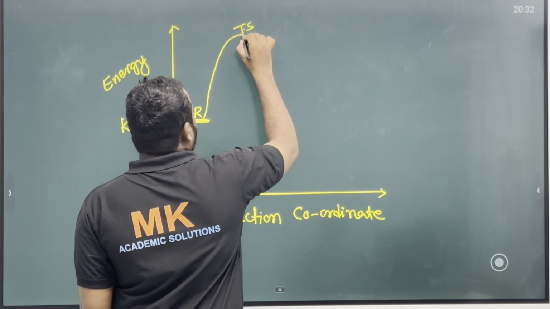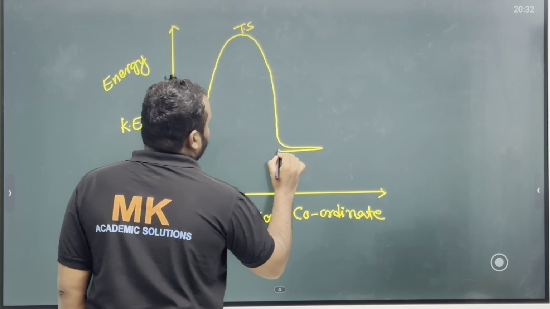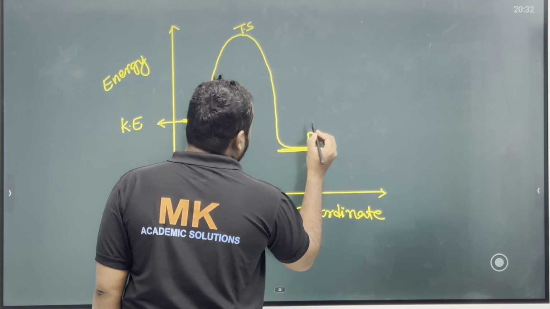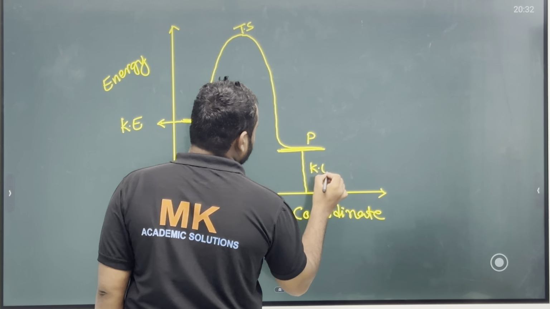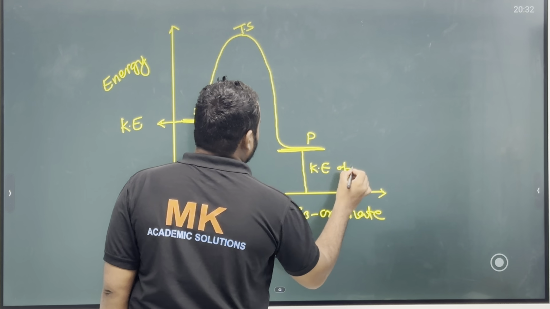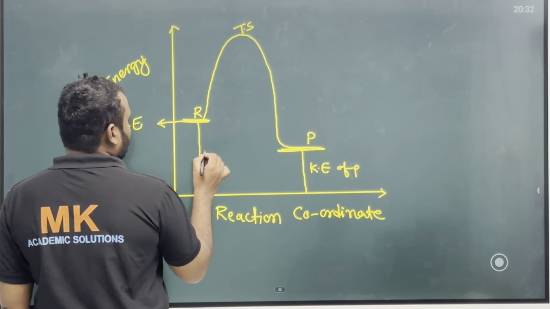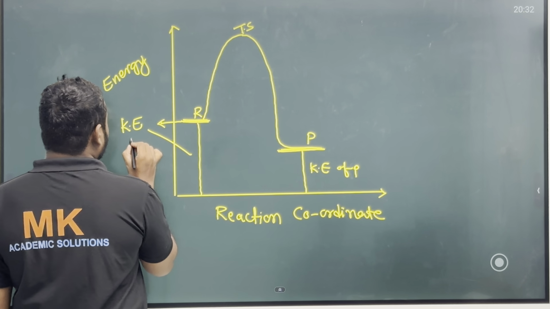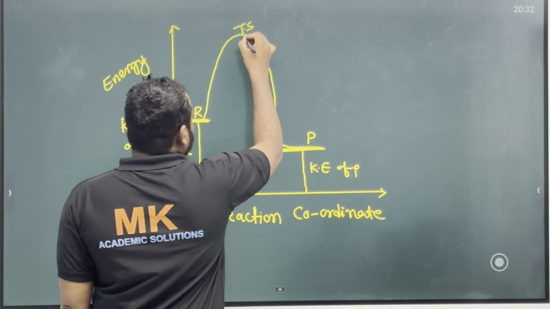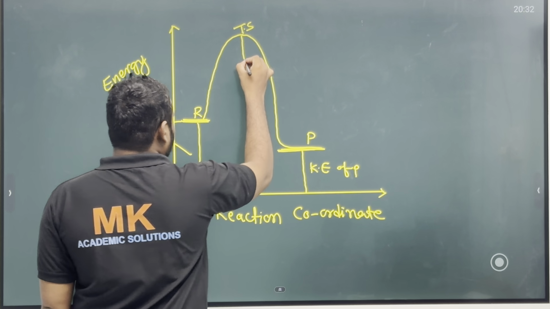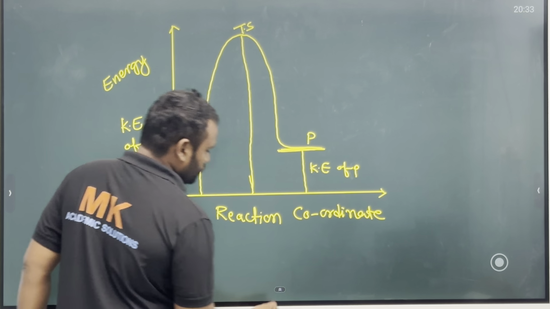This transition state may lead to the formation of products. So this is the product, and this is known as what? Kinetic energy of product, and this is known as kinetic energy of reactant, KE of R. So now this is known as what? Threshold energy. This is the threshold energy.